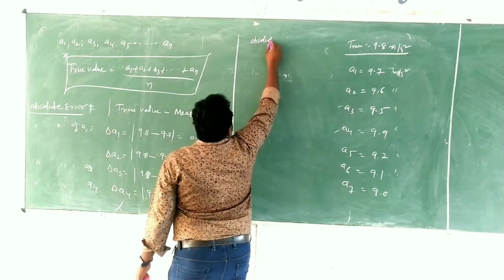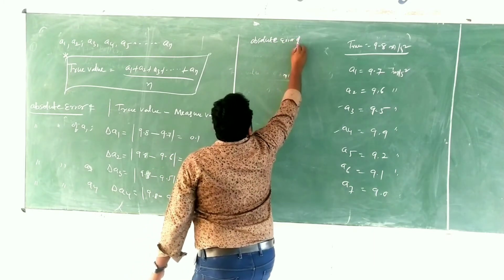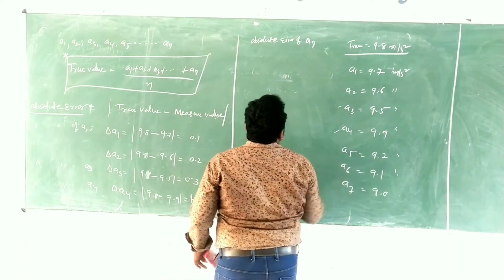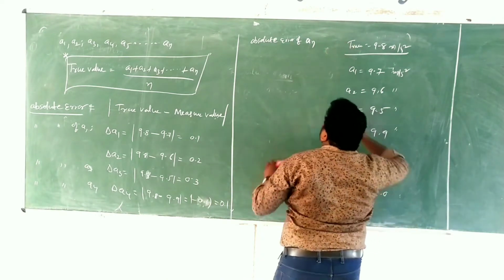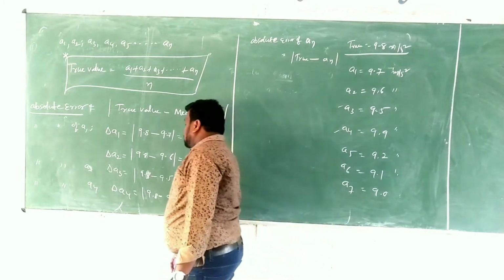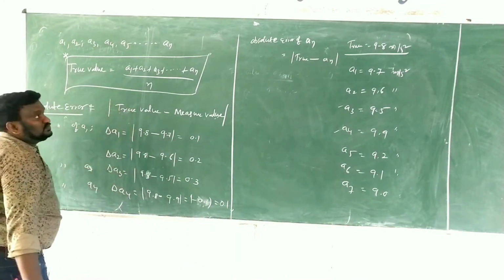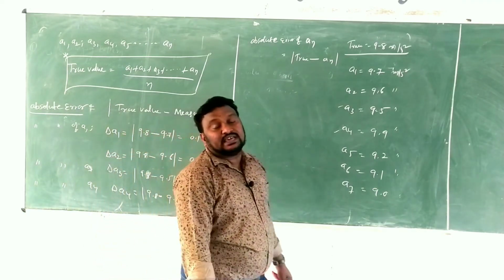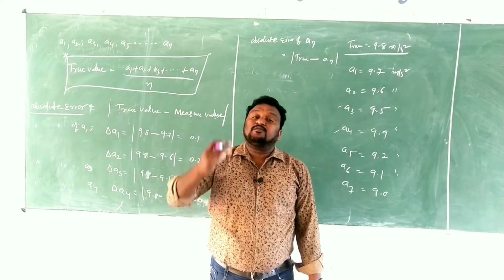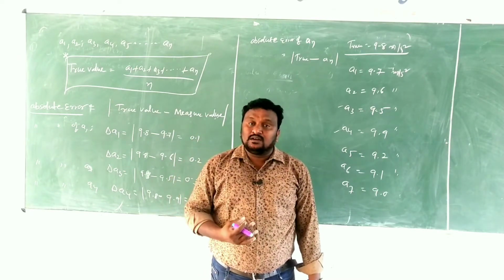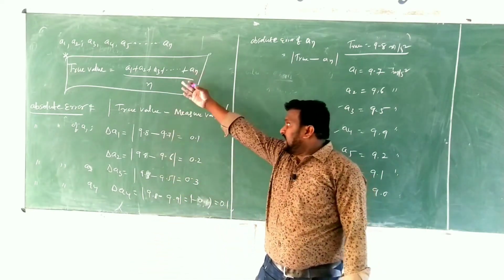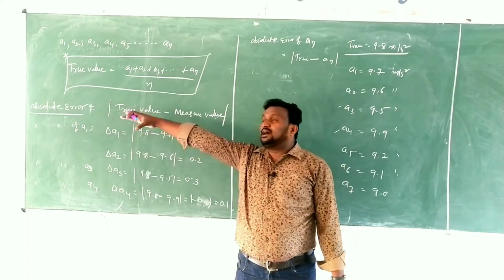And finally I am taking the absolute error of An. Similarly here, what we get? Mod of true value minus measured value. So like that. Children, this is about the absolute error. What is absolute error? The magnitude of difference of true value and measured value is called absolute error. Clear, children?